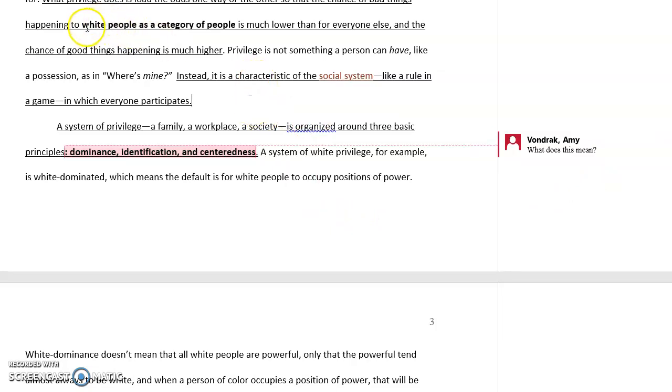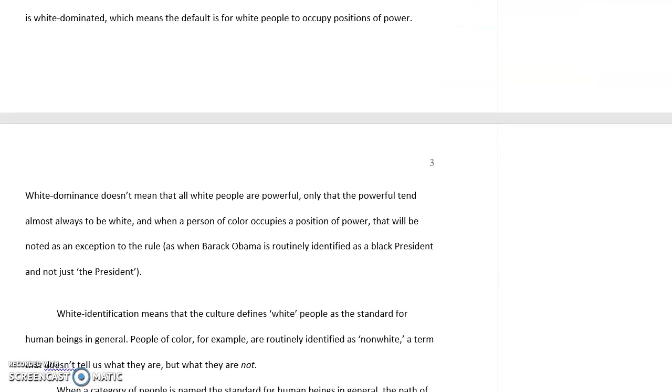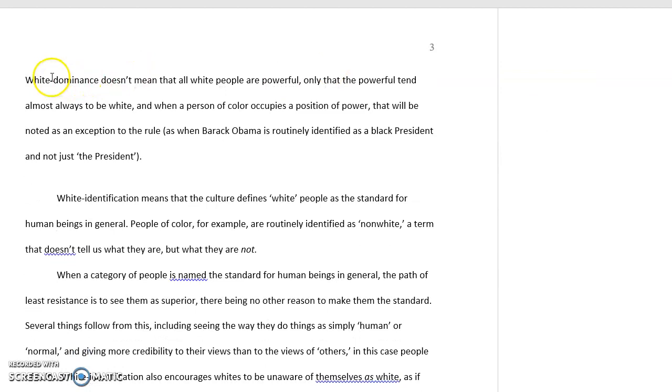You know what, I actually even want to come back here and say, I'm not sure I fully get that idea of white people as a category of people, right? Because I want to have some questions in here. Okay, white dominance. So now he's talking about what white dominance is.